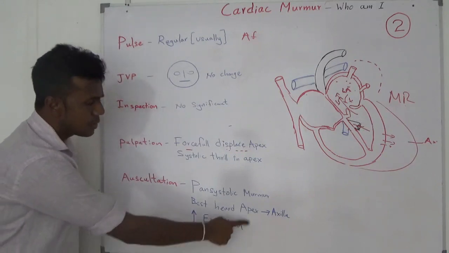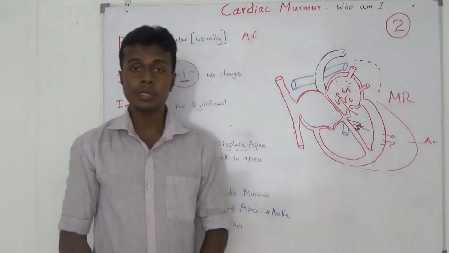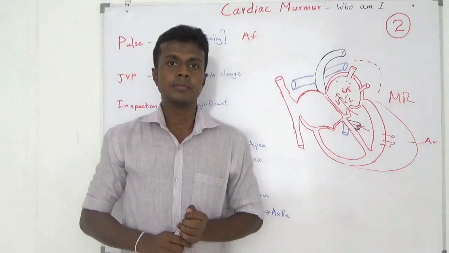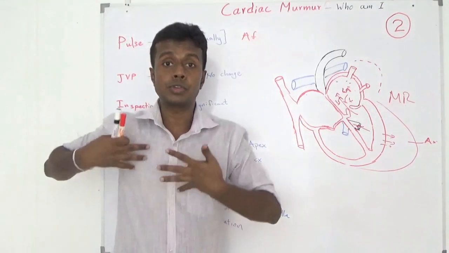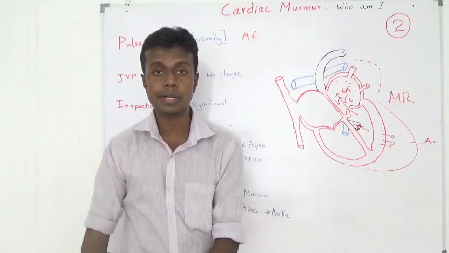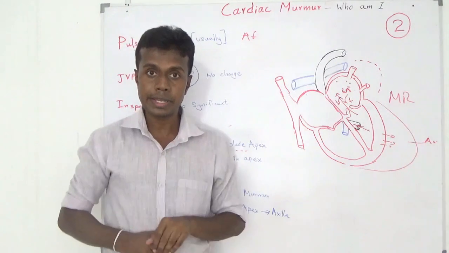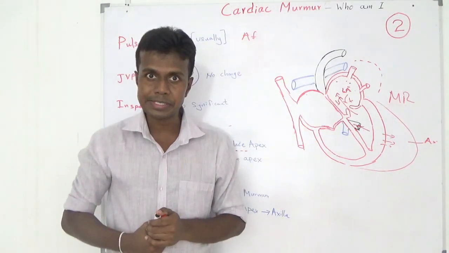It is more pronounced during expiration. As you all know, during inspiration you create negative pressure in your thoracic cavity. Then venous blood rapidly comes to the right side of the heart because of the negative pressure in the chest cavity. So right-sided flow will increase. During inspiration, a right-sided murmur will increase.